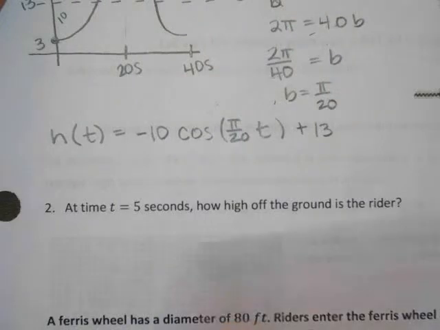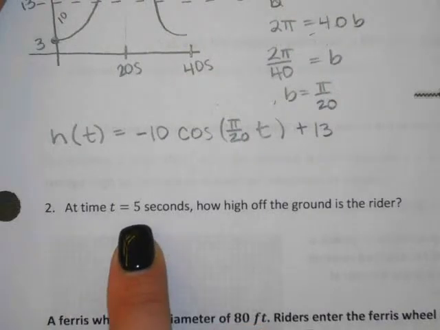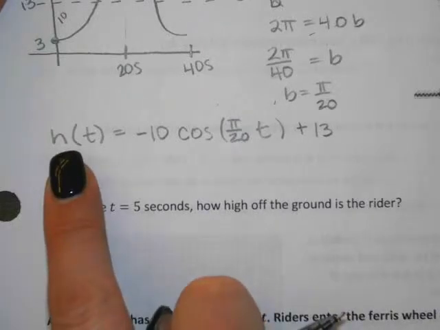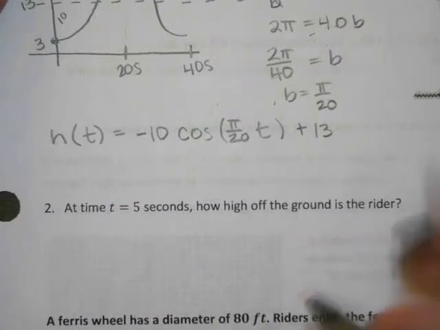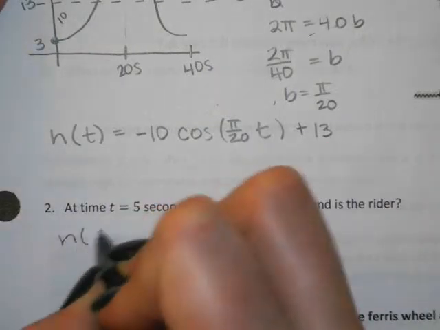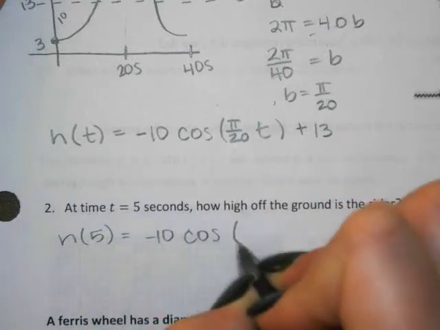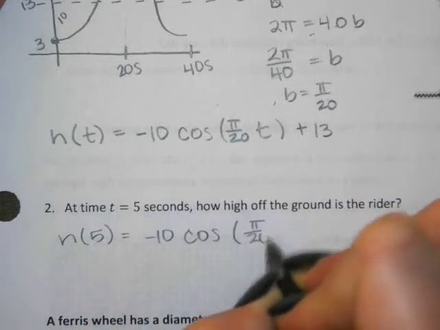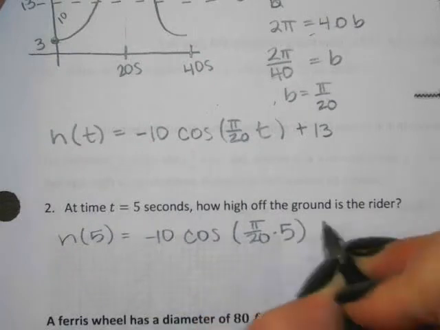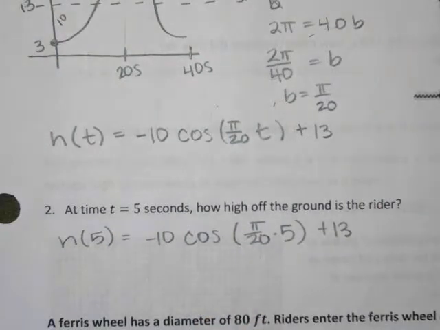All right, so now it says at time t equals 5 seconds, how high off the ground is the rider? And that's what h represents. It represents how high off the ground the person is. So we're going to say h of 5 is negative 10 times cos of pi over 20 times 5 plus 13. And this is just a calculator problem. You just have to plug it in.